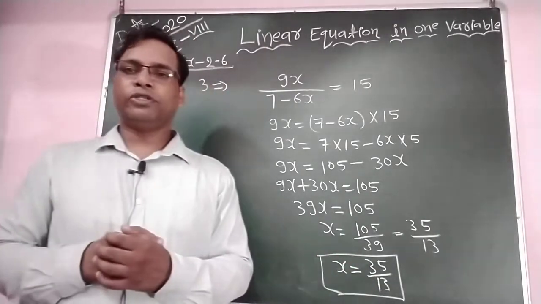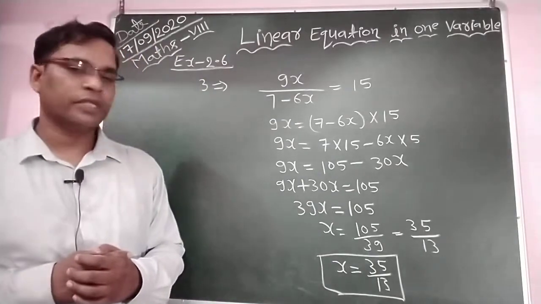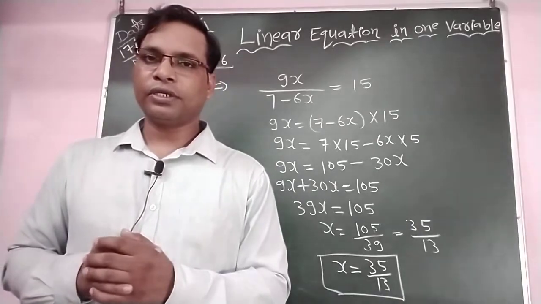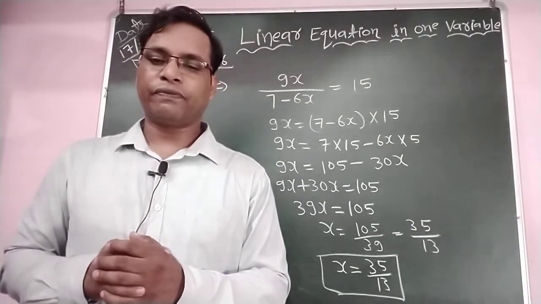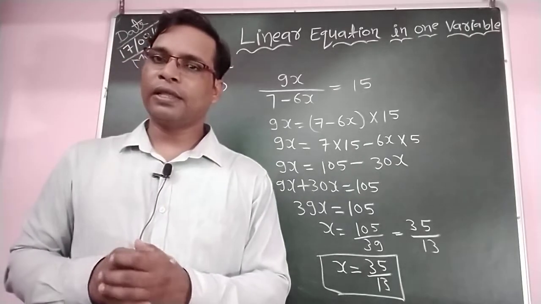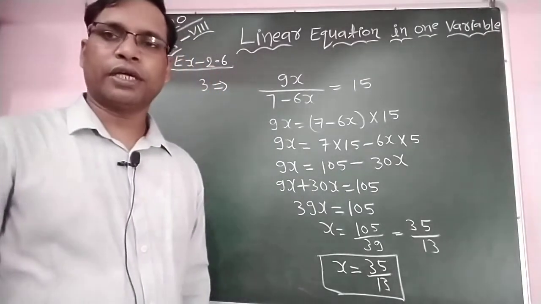So I hope students, all of you understood this question. Now we are going to discuss the next question, question number 4. z upon z plus 15 is equal to 4 by 9. So let's see how to solve this question.